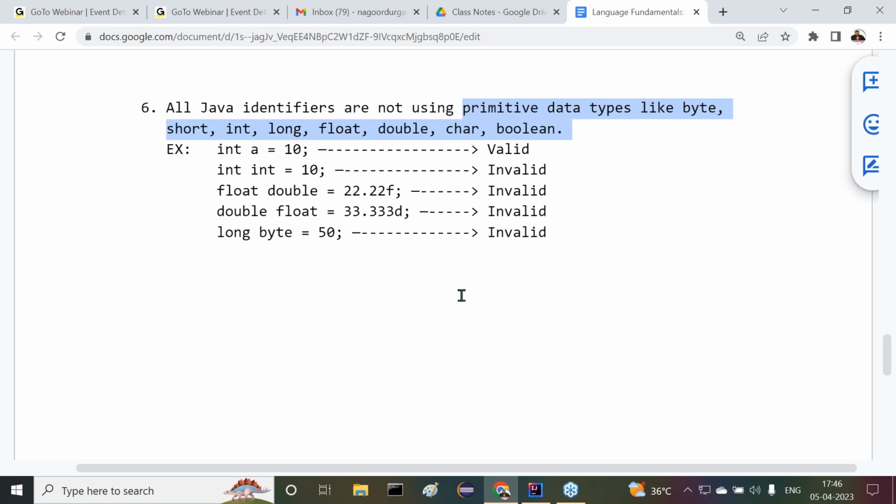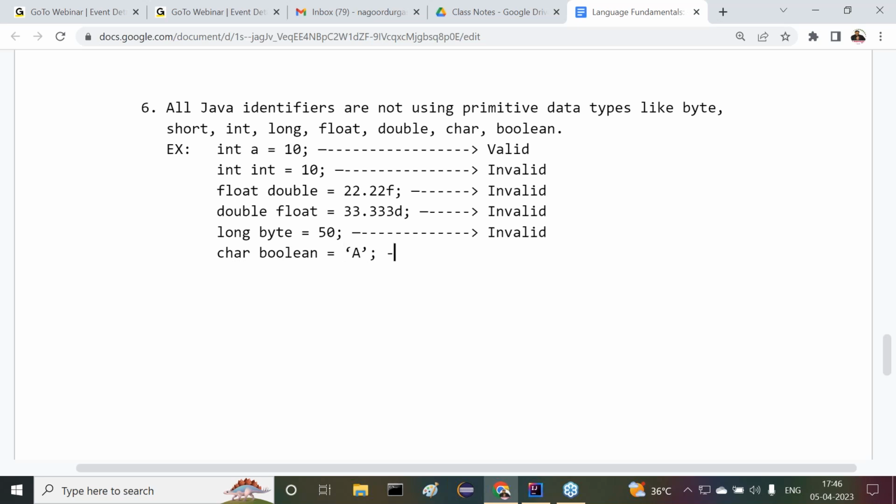Right. Now these are the things we can understand. One more thing I'm telling you. Say for example, char boolean is equal to single quotation a. Again, this is invalid. Why is it invalid here? Because boolean is a variable name here. Say for example, if I remove one letter, it becomes valid. Now it is not a keyword. It is not a primitive data type.